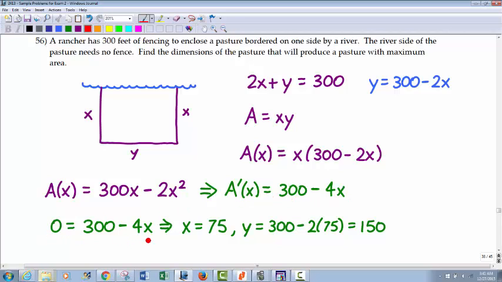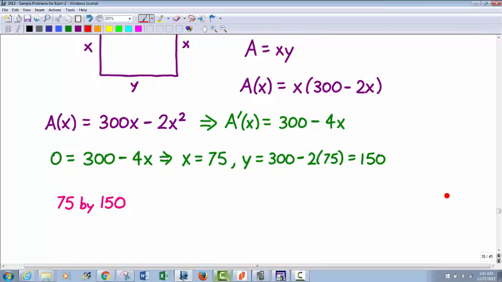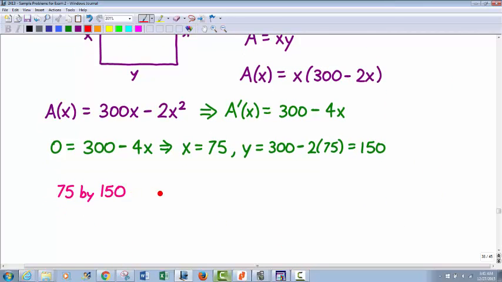Come down here, we'll set that equal to 0, it's all about setting the derivative equal to 0. We will get 75. And then the long side will be, we know that it's 300 minus 2x, so it'll be 300 minus 2 times 75, which equals 150. So that's the actual dimensions. 2 75s and a 150.